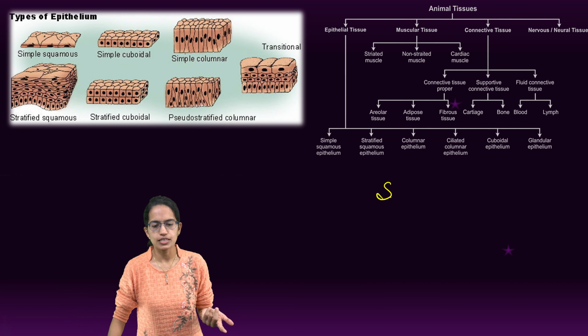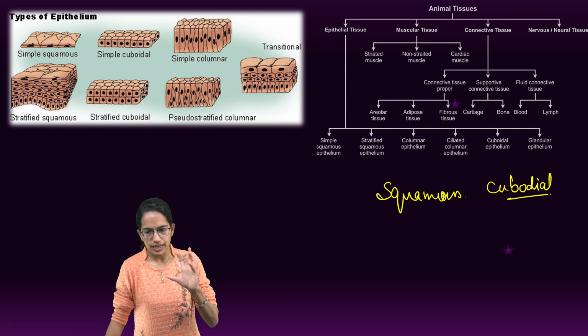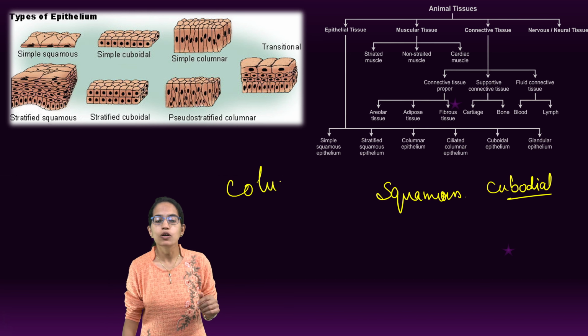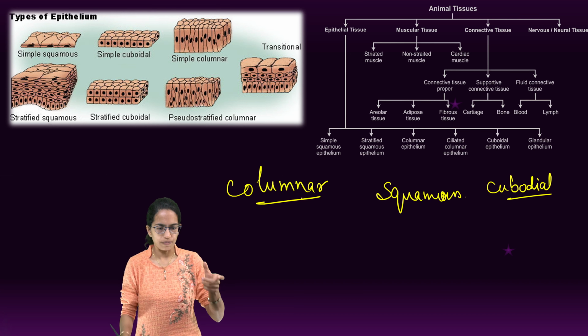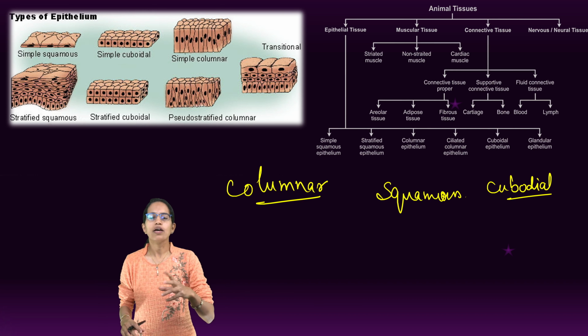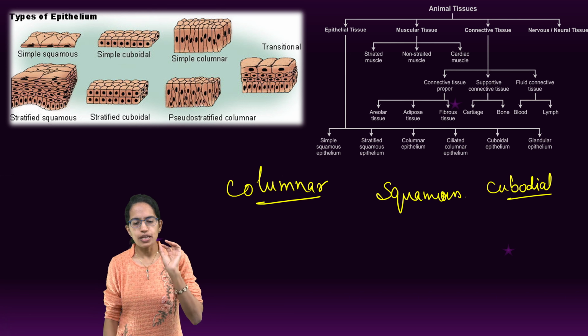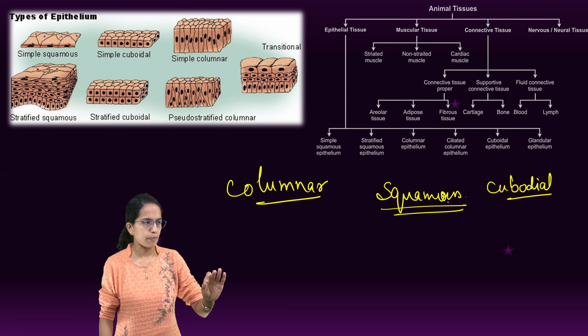What is the classification? It could be squamous, that means squarish in shape. It could be cuboidal, that is cubical in shape, or it could be columnar, that is column-like in shape. So based on the shape, it could be column-like, it could be cube-like, like a dice that you play with, or squamous, which is on the epidermis, the surface. Now let's begin with the simplest one, the squamous.